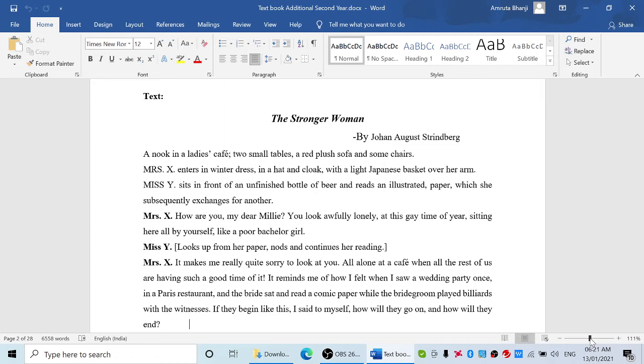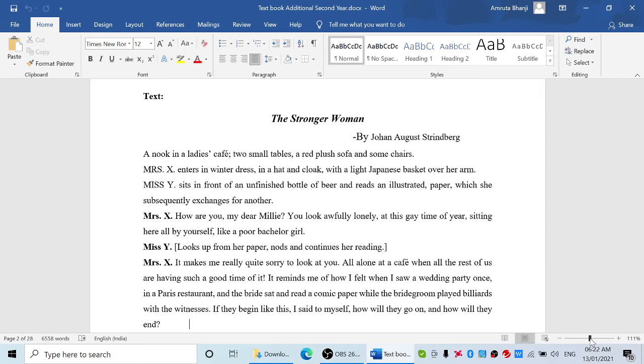Mrs. X is sitting with Miss Y in one ladies' cafe. There are two small tables, a red plush sofa, and some chairs arranged in that cafe. You can find this play enacted on stage online also, and after seeing it, you can easily understand what happens between these two characters. But before that, we'll look into the text itself, the one act play by John Strindberg. Now it is clear what sitting arrangement is there in that cafe.